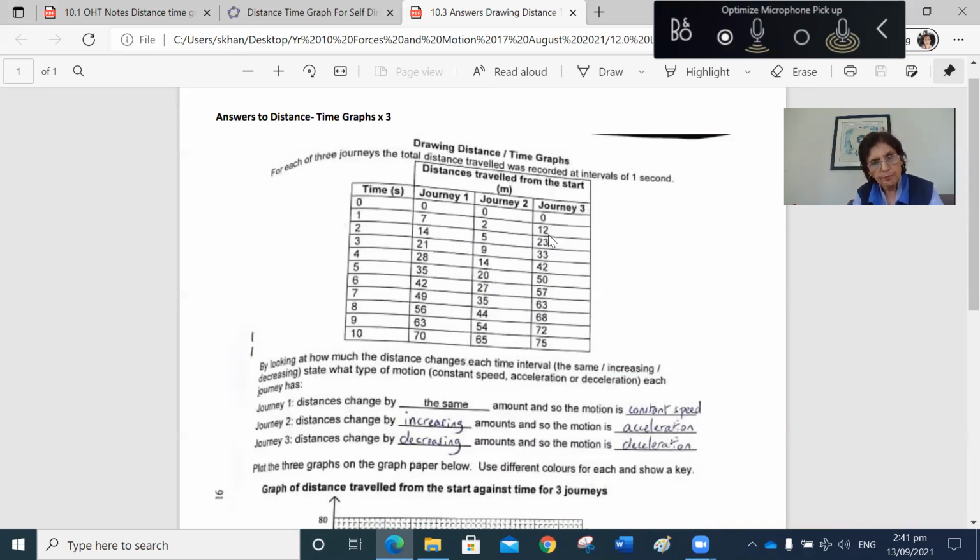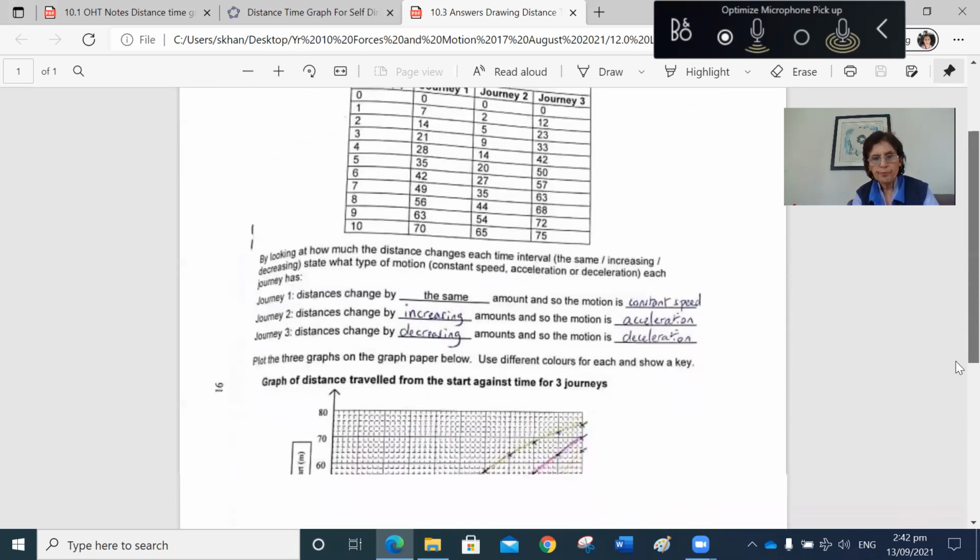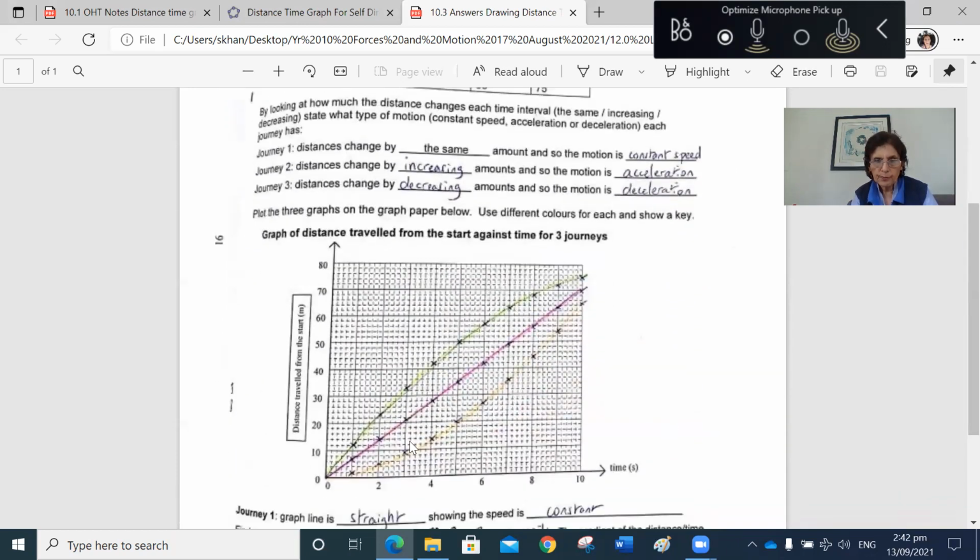And in this path, initially, in the first second it travels 12. Then in the second second it travels 23 minus 12, which is 11 meters. And then in the next second it travels 33 minus 23, which is 10. So every second it is traveling less and less distance, or we say that the car was slowing down, or it was decelerating.